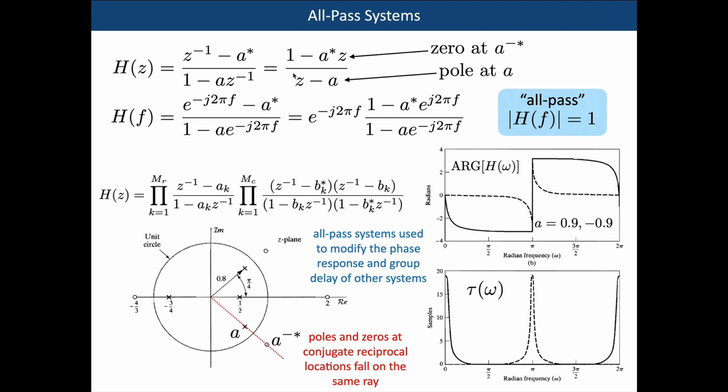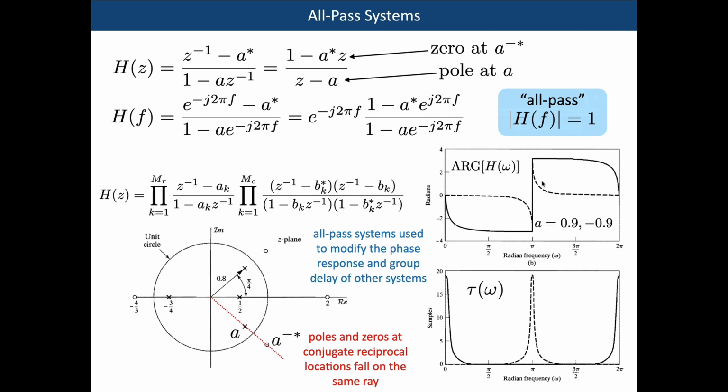So that's what happens for a single pole and zero. The reason these are called Allpass systems is because if you take the magnitude of the frequency response, you will see that the magnitude is 1 for all frequencies. So we call these Allpass systems because you put a signal in and all of it comes out the other side, with no change in the magnitudes, but the phase is altered as a function of frequency.